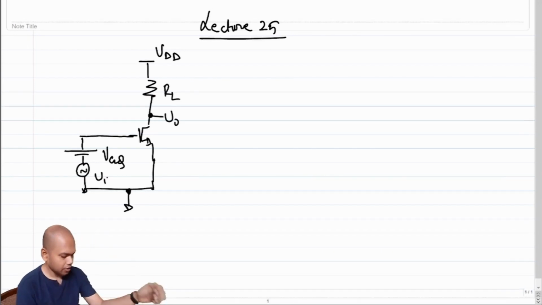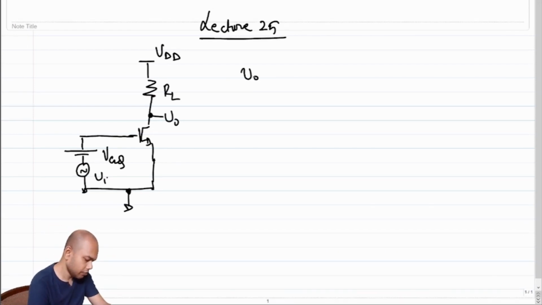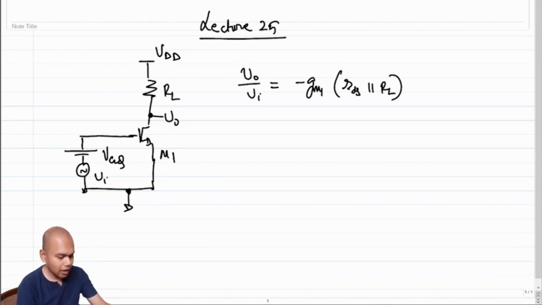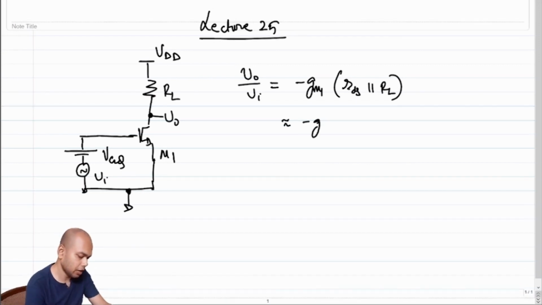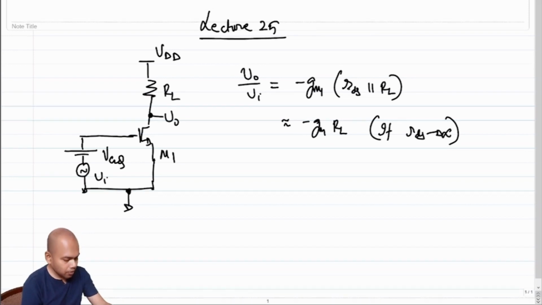And we saw that the gain, that is V naught over Vi, in this case a small signal gain, was minus the GM of the transistor times RDS of the transistor parallel RL. And if we say that RDS is much higher than RL, like in case of an ideal transistor where RDS is infinity, this becomes approximately equal to minus GM1 times RL if RDS tends to infinity. Correct? Okay.